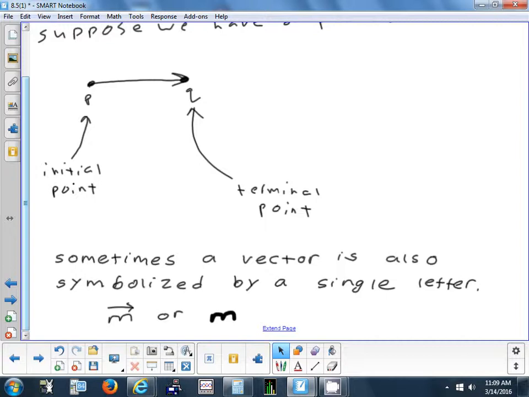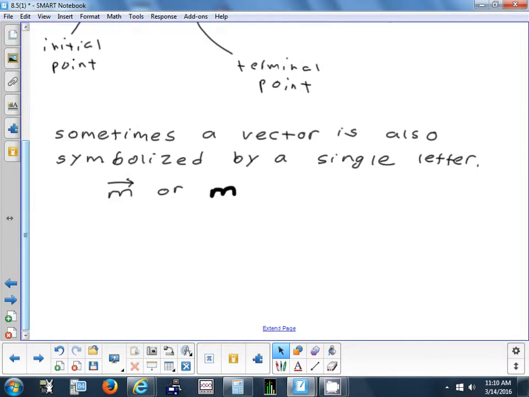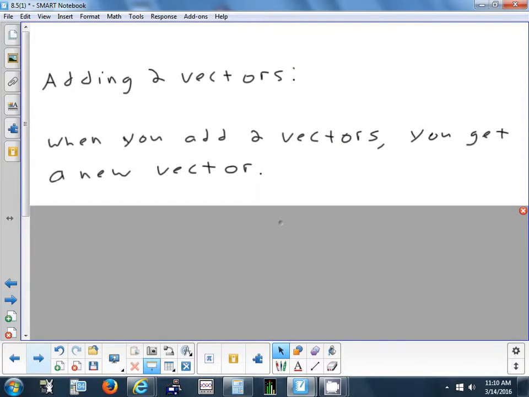Okay, so any questions on how you can symbolize a vector on paper? All right, so the next thing we're going to look at is what happens when we add two vectors together.